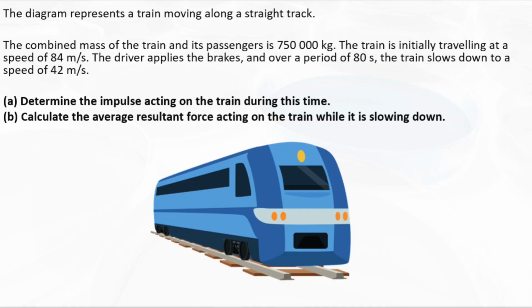The diagram represents a train moving along a straight track. The combined mass of the train and its passengers is 750,000 kilograms. The train is initially traveling at a speed of 84 meters per second. The driver applies the brakes and over a period of 80 seconds, the train slows down to a speed of 42 meters per second. Now this question has two parts. A, determine the impulse acting on the train during this time, and B, calculate the average resultant force acting on the train while it is slowing down.